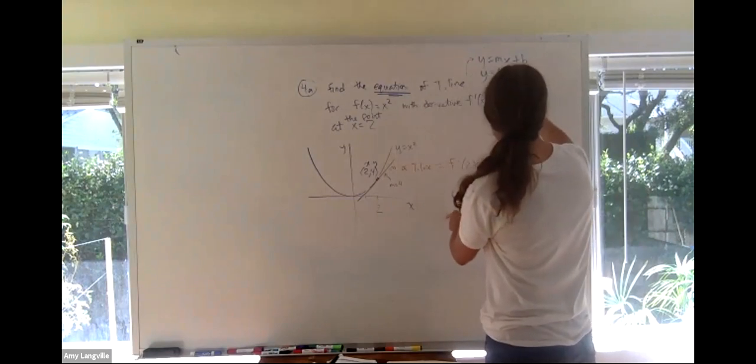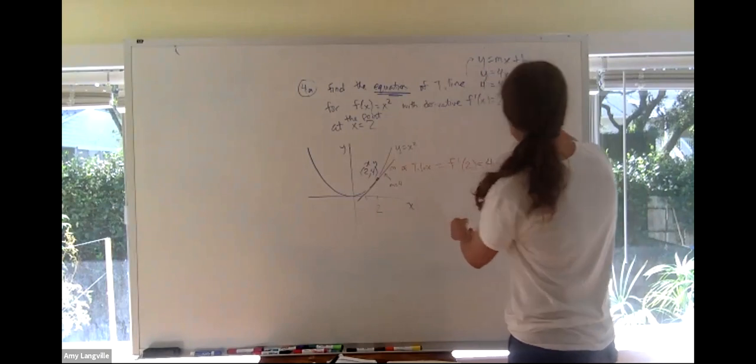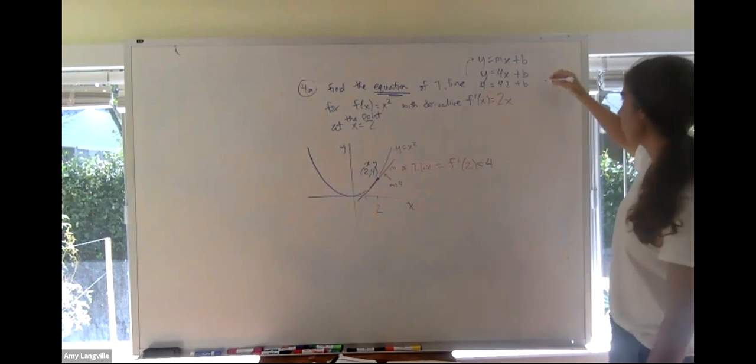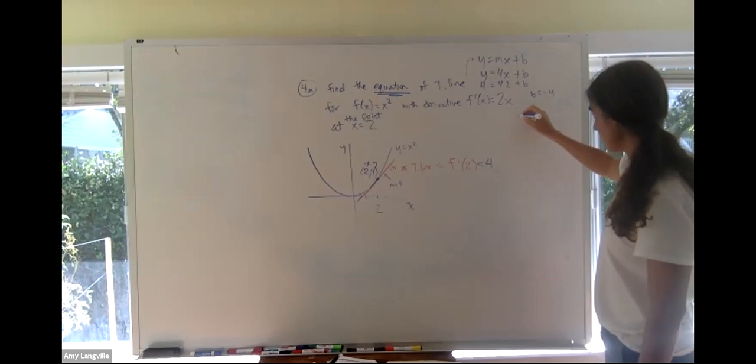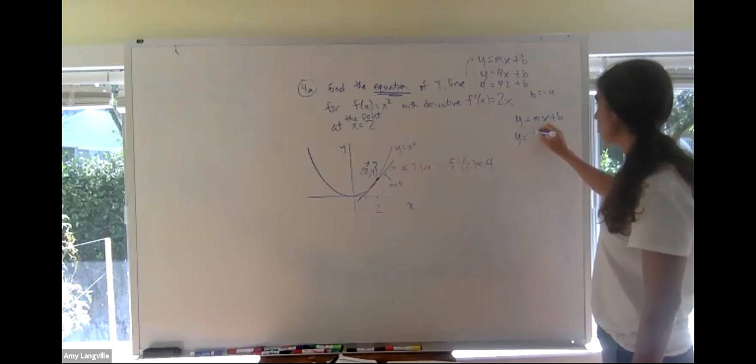So we'll have 4 times 2 plus b is equal to 4. This is one equation, one unknown. We can solve for b, and we'll see that b is what? -4, right? B equals -4. So then our equation, y equals mx plus b, equation of a line, and for us it's the equation of the tangent line, is y equals 4x minus 4.